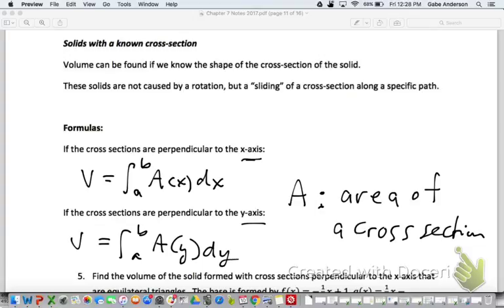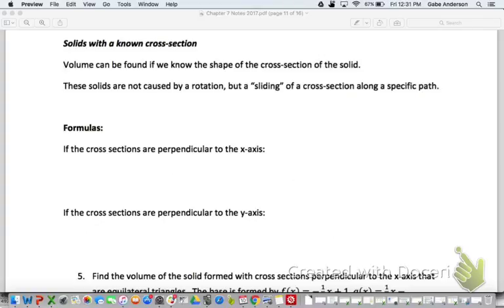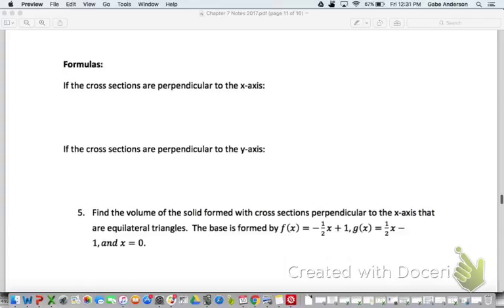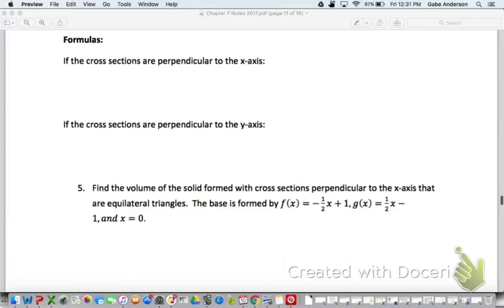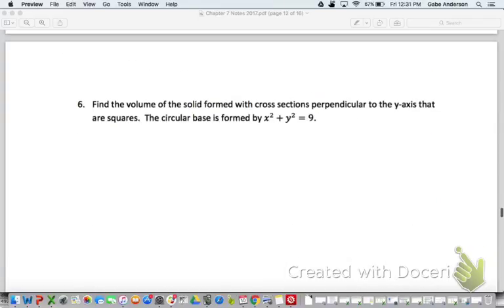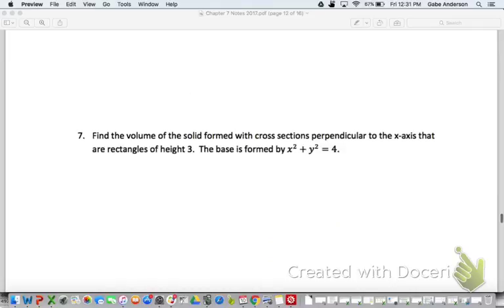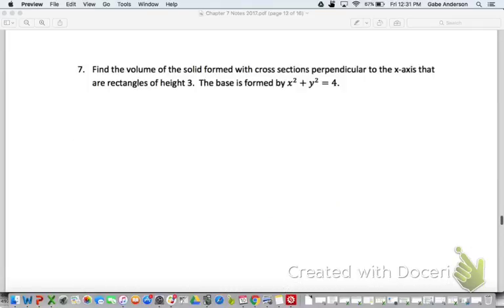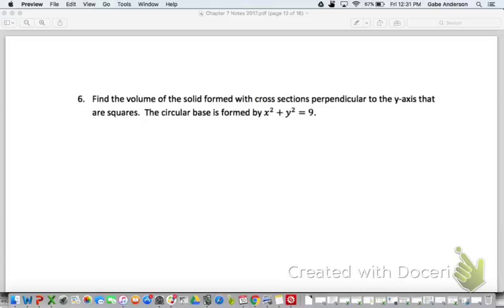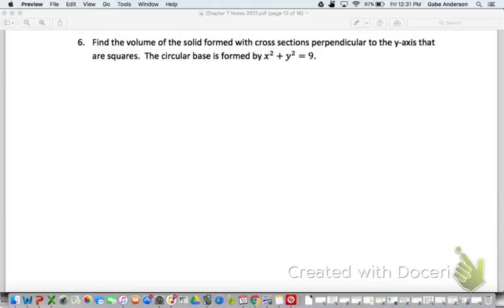So can we do an example or two? Let's see how this goes. We are going to skip around somewhat. We're not going to do 5 first. Do I want to do that one? Yeah, let's do 6. Let's do number 6.